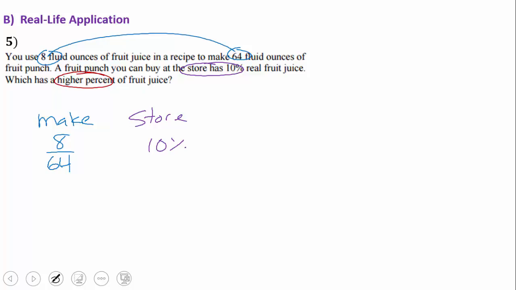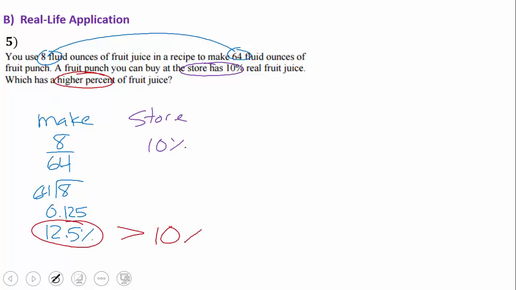Well, I know that 64 is not compatible with 100. I'm sure there's something I could multiply by 64 to get 100, but I don't know what it is off the top of my head. So I'm just going to take my calculator, and I'm going to divide 8 by 64. And when I do that, it gives me 0.125. And when I write that as a percent, that's 12.5%. So I know that 12.5% is greater than 10%.